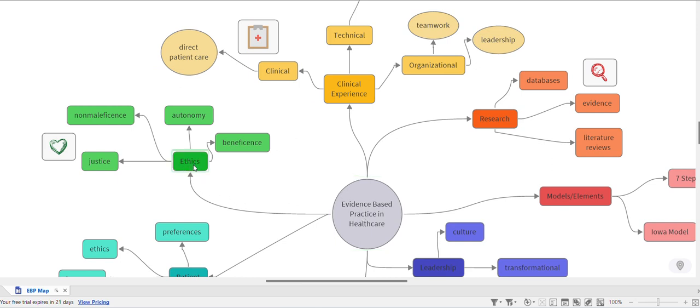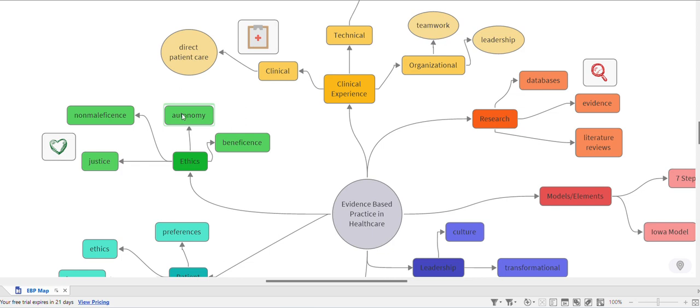The next one is going to be ethics. There are 4 core principles of ethics that are pretty well known and are very important to have effective evidence-based practice in healthcare. There's beneficence, meaning doing good for patients. One should be sure their research and practice has social and scientific value. Non-maleficence, meaning no harm should come to patients and there should be maximum benefit.